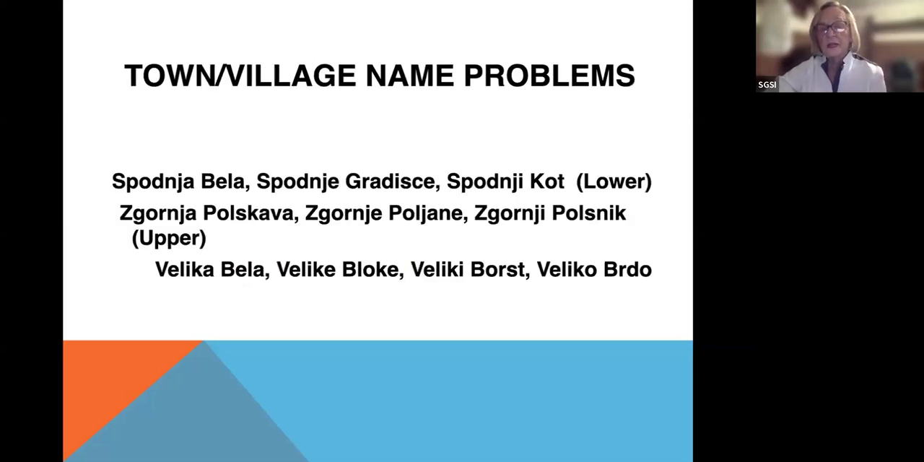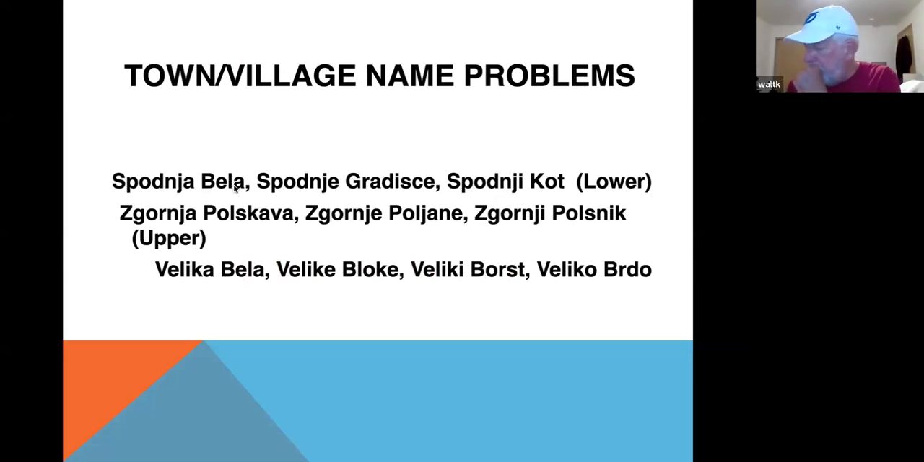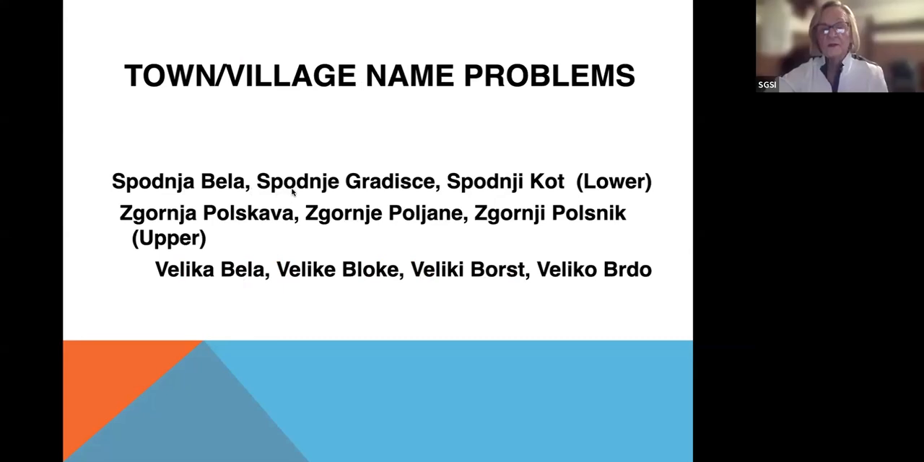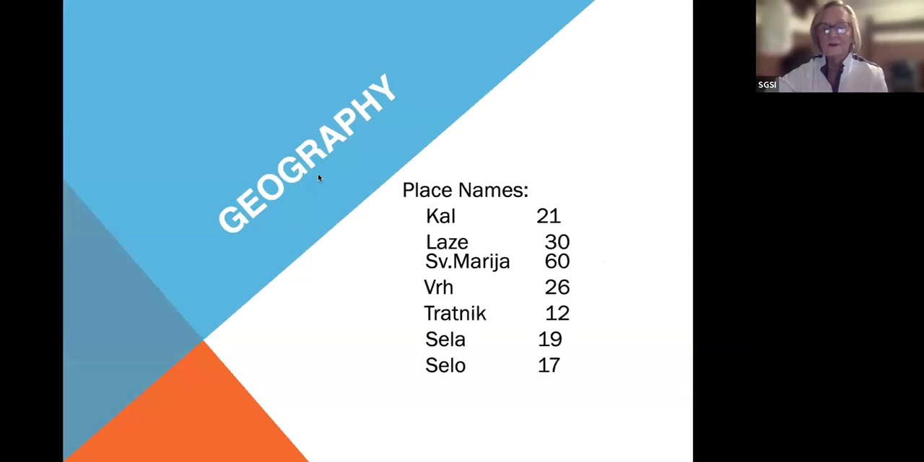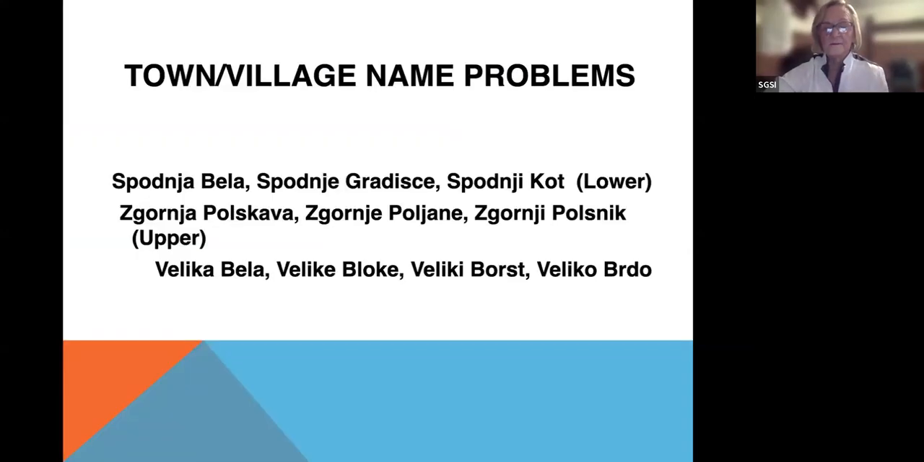Town and village name problems. In this case, the word is Spodnja Bela, or it could be Spodnje Gradišče, or Spodnji Kot. This would be considered the feminine version of it. This would be the masculine. And this would be the neuter part.